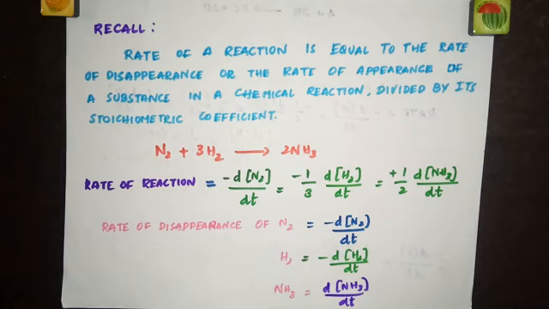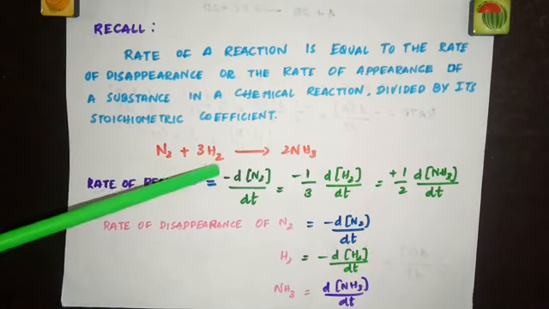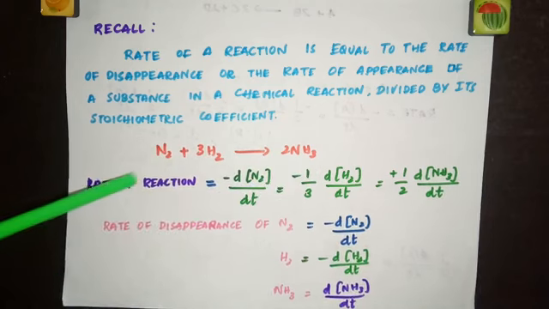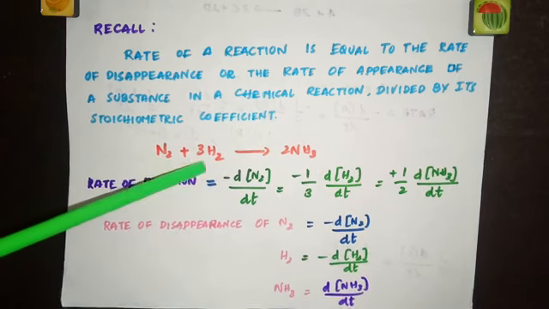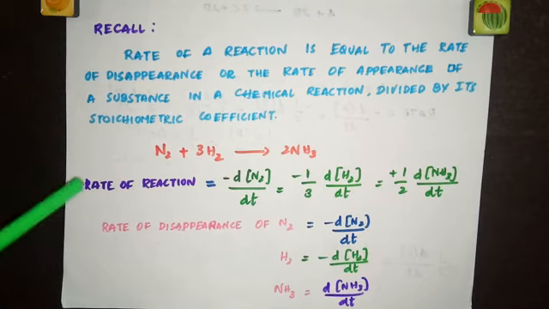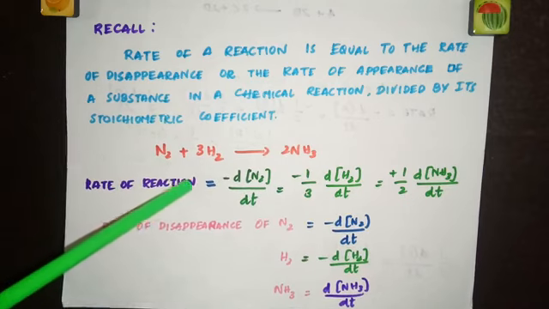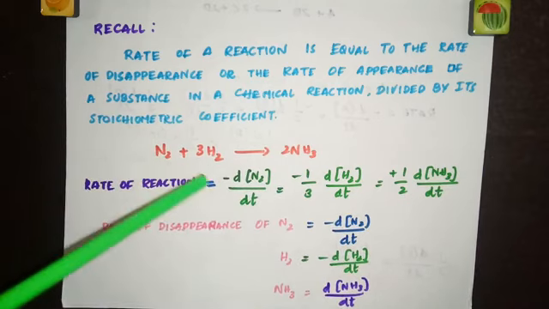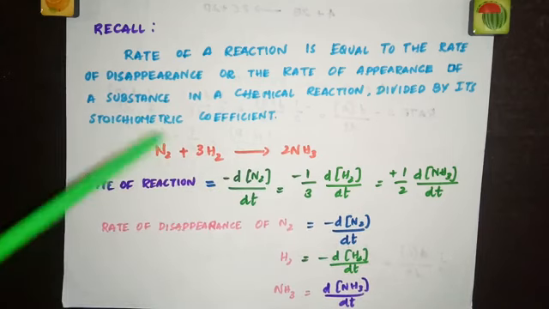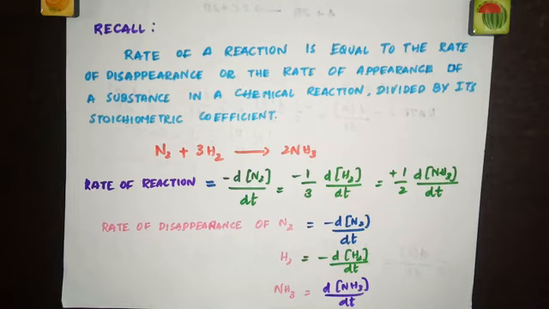So let's take an example. Nitrogen reacting with hydrogen to give you ammonia. So when you see this balanced equation, you have N2 plus 3H2 giving you 2NH3. So how can you write the rate of a reaction? Rate of a reaction is equal to minus. Why do we put this minus? Because it indicates that the reactants are actually disappearing. The concentration of the reactants is decreasing.